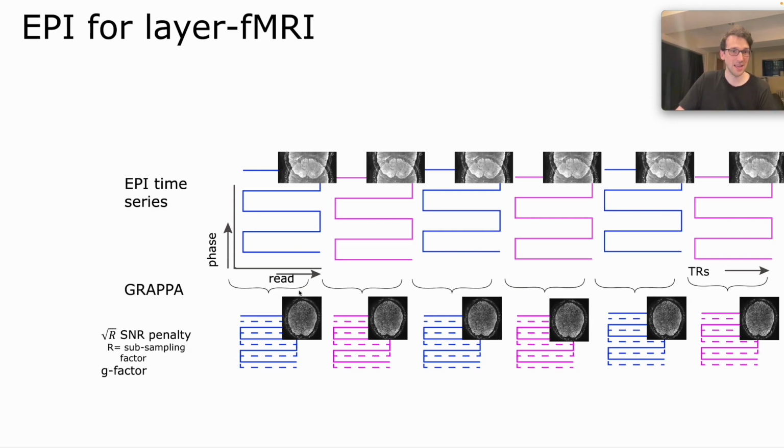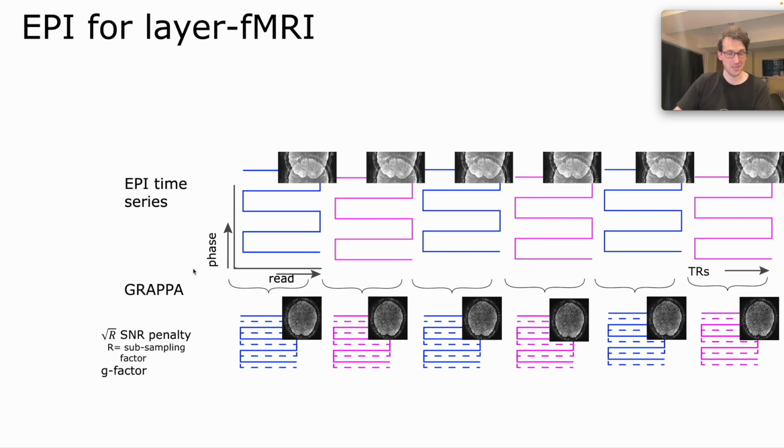However, this means that you are getting an entire image, in this case with twice the number of pixels as your originally acquired one. So we have a square root of R SNR penalty, since we have acquired fewer samples, right? On top of that, when there are multiple signals in one voxel, you need to unalias them, which results in noise amplification. So we also have the g-factor penalty.